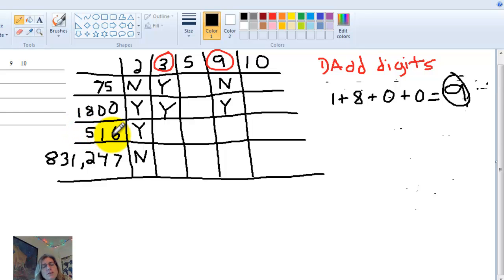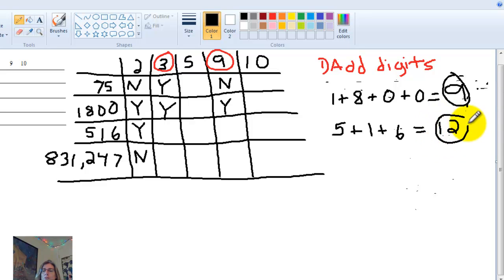516. Is 516 divisible by 3 or 9? So let's add our digits. 5 plus 1 plus 6 equals, that would be 6 plus 6, because 5 plus 1 is 6, 12.